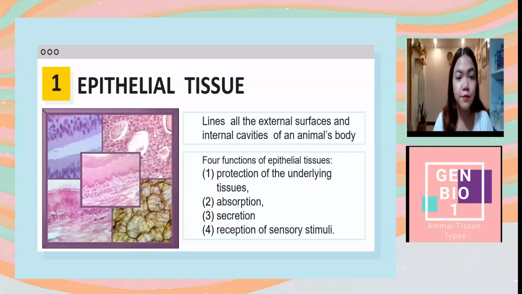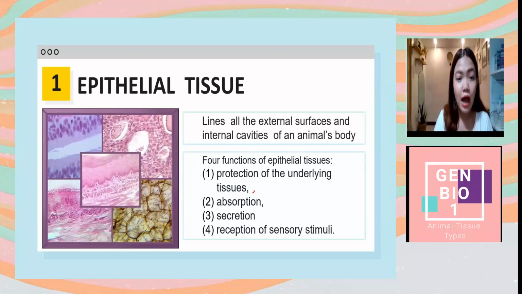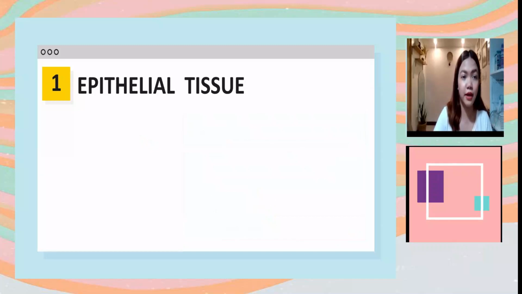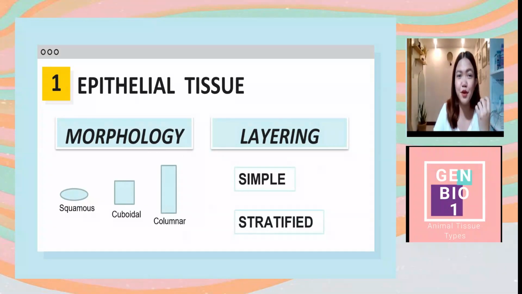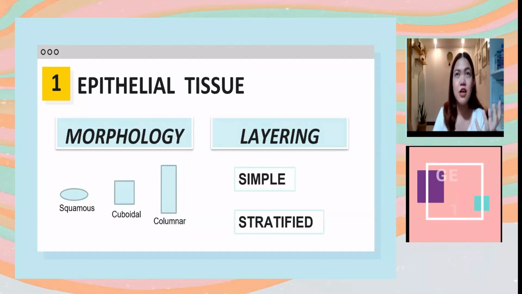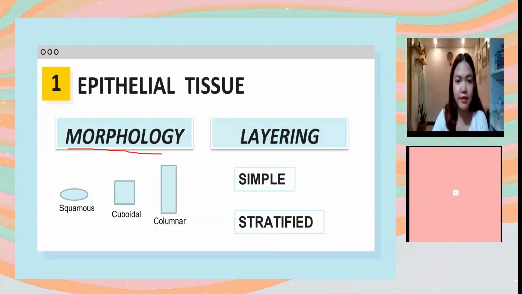Okay, so your epithelial tissue has these 4 functions. First, protection of underlying tissue, absorption, secretion, and reception of sensory stimuli. So, in order for you to really understand what epithelial tissue is, and in order for you to distinguish what kind of epithelial tissue you have, you need to, of course, know the morphology and the layering.